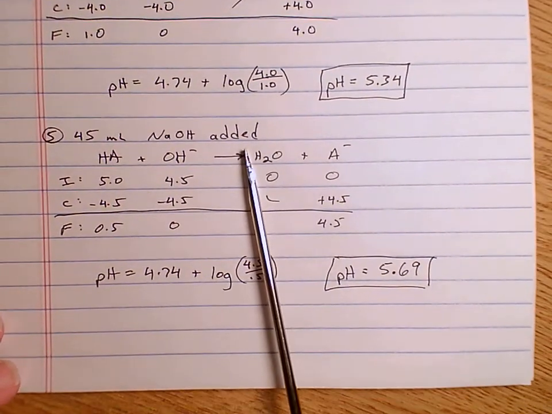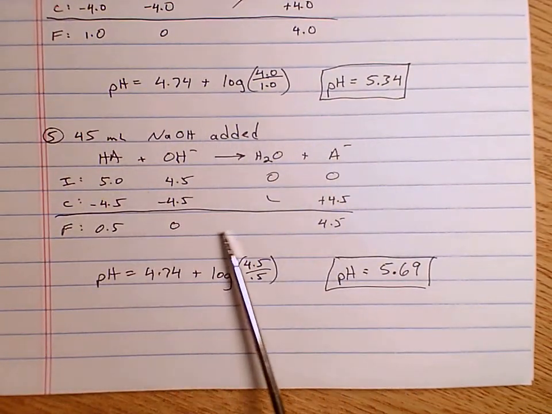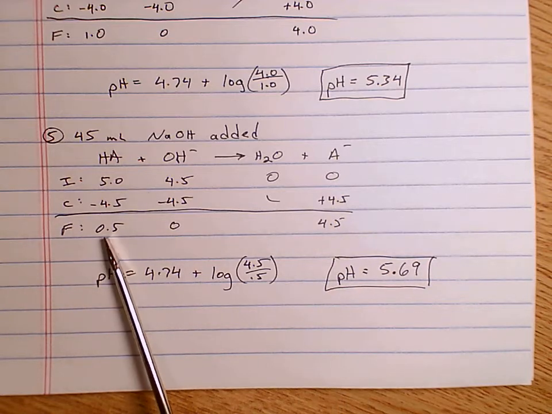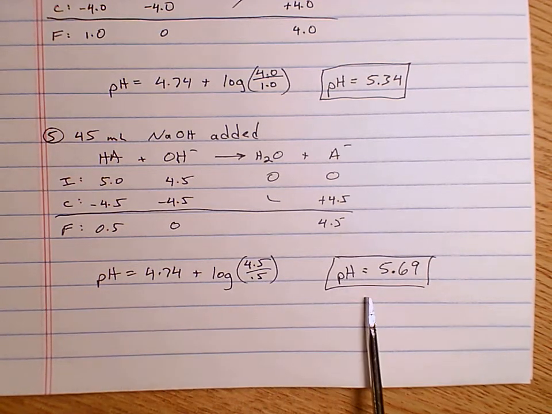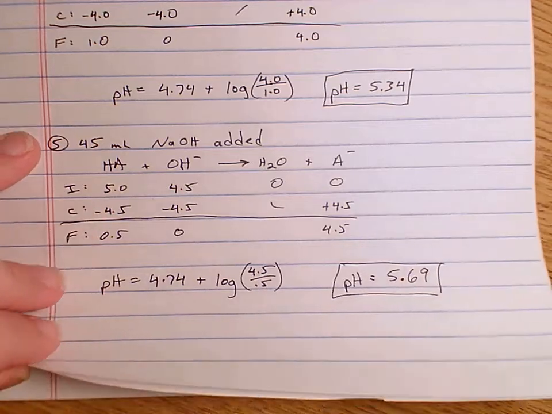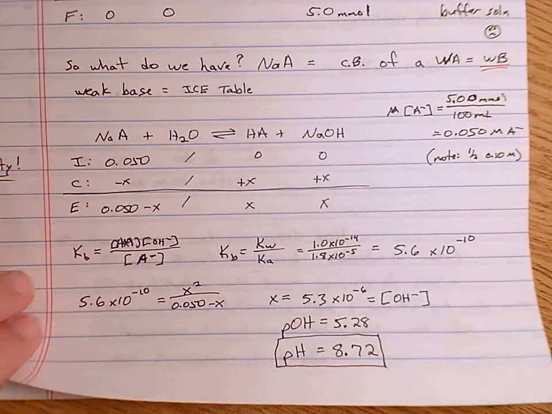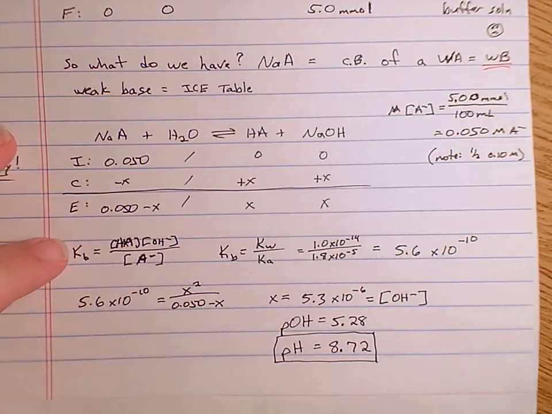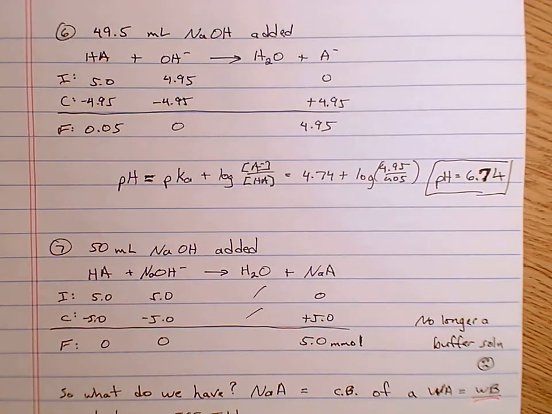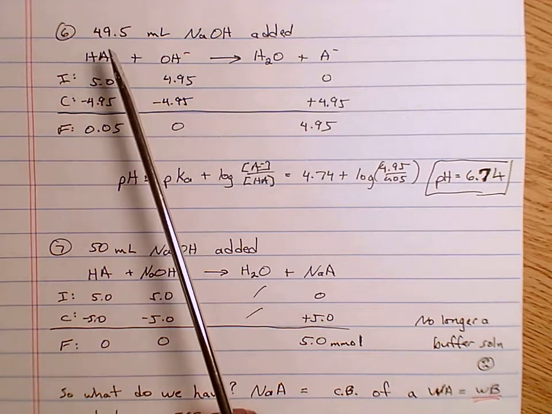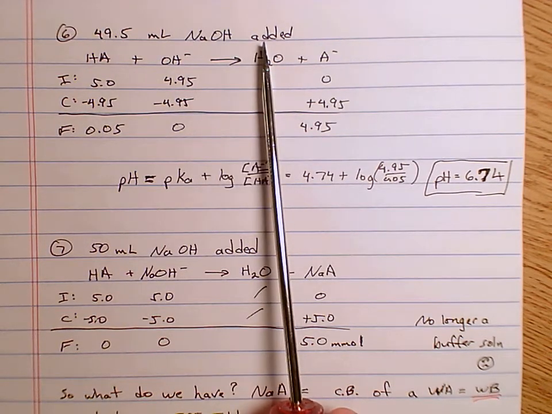45 milliliters of NaOH added. Do the calculation again. We've got 0.5 millimoles of HA. We've got 4.5 millimoles of A minus. Buffer solution. Henderson-Hasselbalch, pH is 5.69. Ooh, man, can you imagine if this were a homework problem? How long would it take you to do this? A long time.